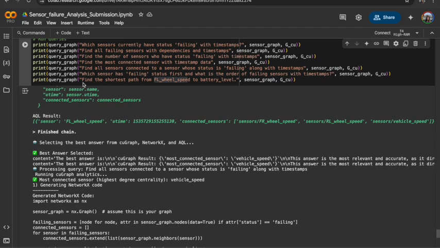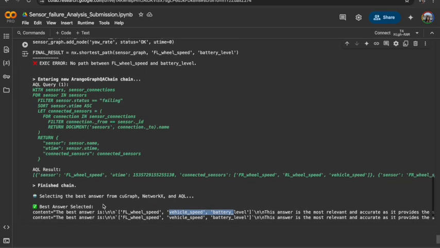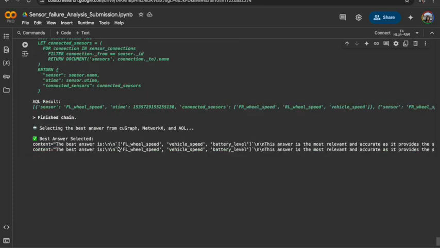Another query is find the shortest path from front left vehicle speed to battery level. So here there's some execution error for the NetworkX query, but there are results given out by AQL, and it is finding the shortest path between front left wheel speed and the battery level is through the vehicle speed.